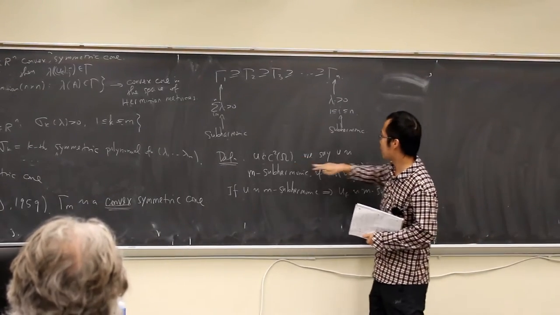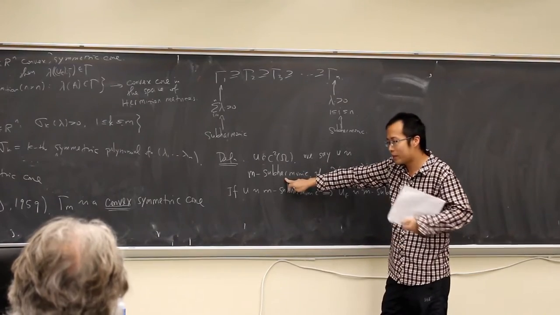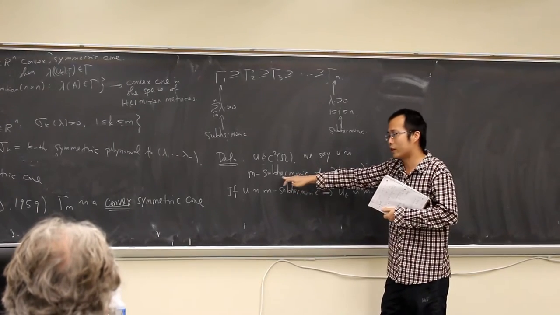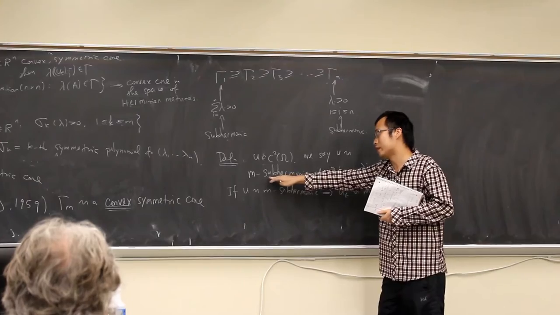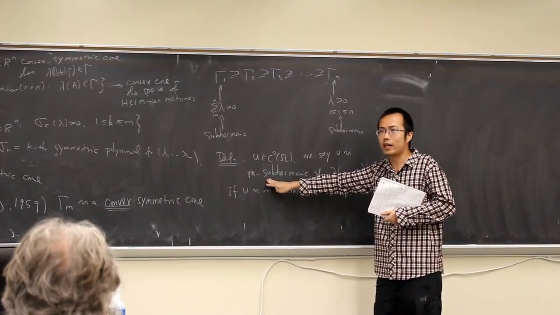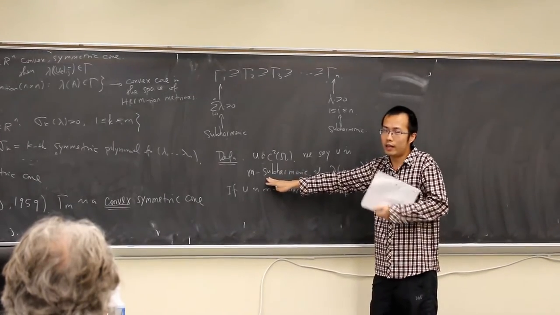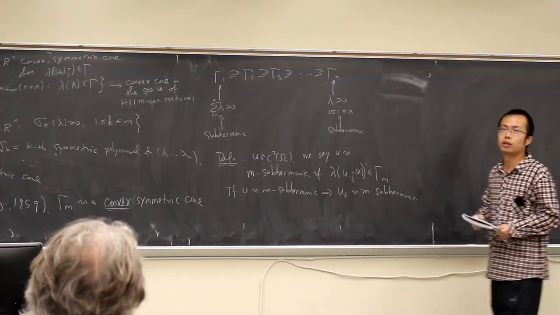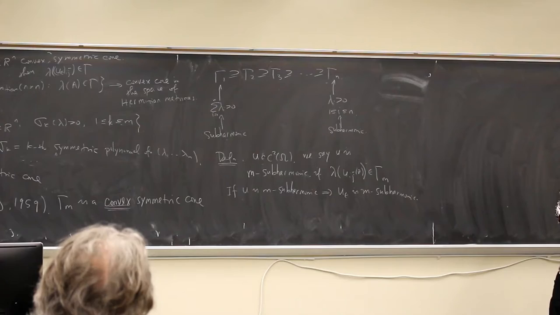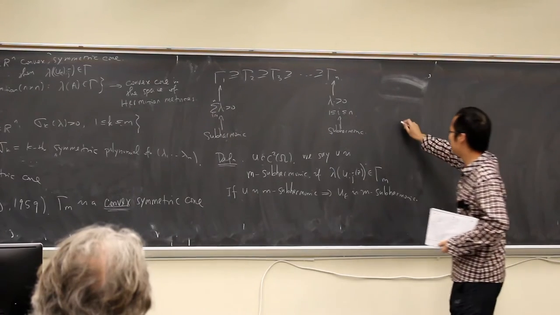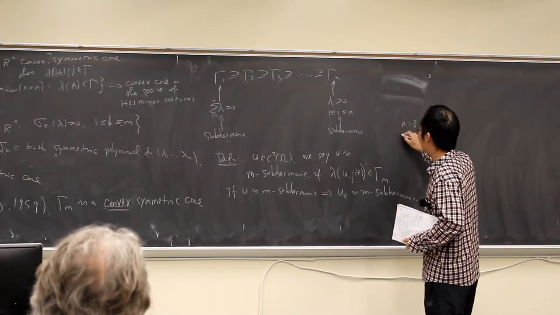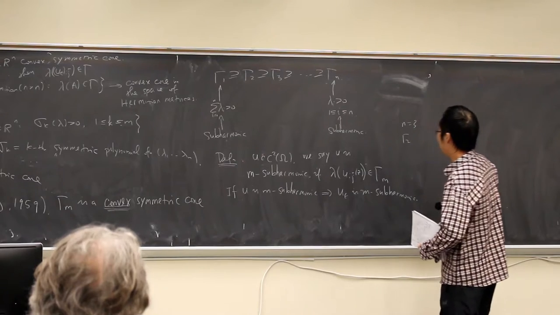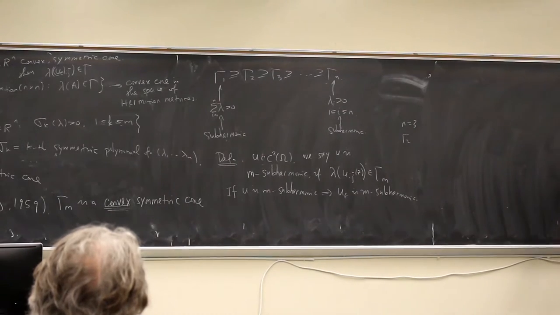And if you have m-subharmonic, it is actually stronger than that, but it implies that it is subharmonic along every m-dimensional C-linear subspace. For example, take n equals 3. And what is gamma 2 like? What is the picture of gamma 2? Well, that's a hard question for me.